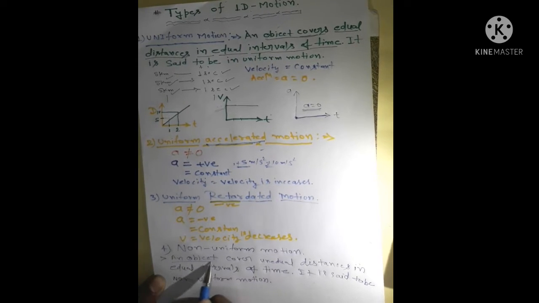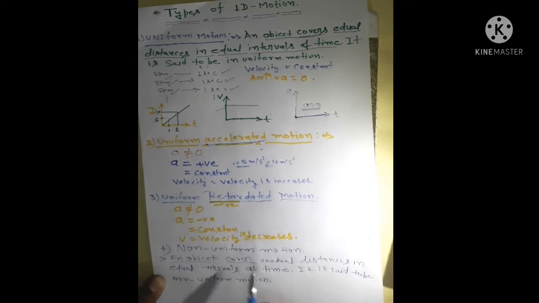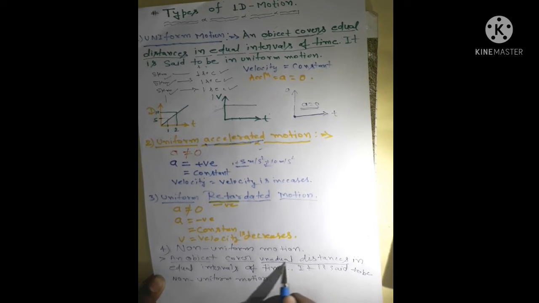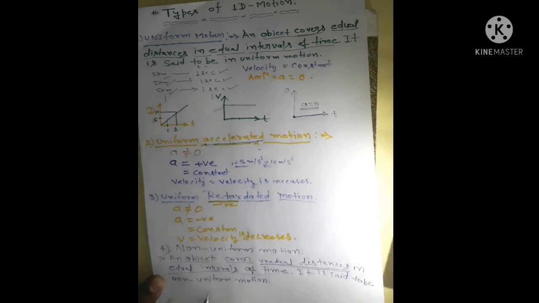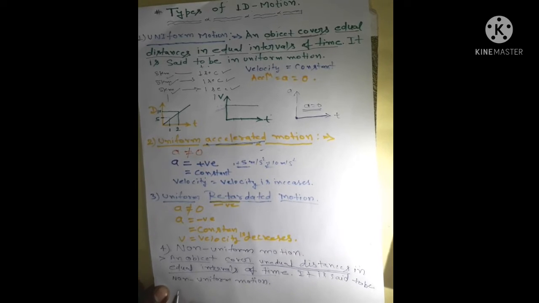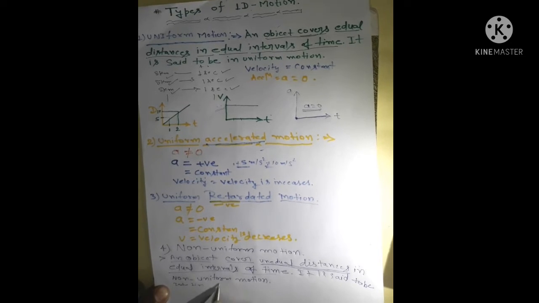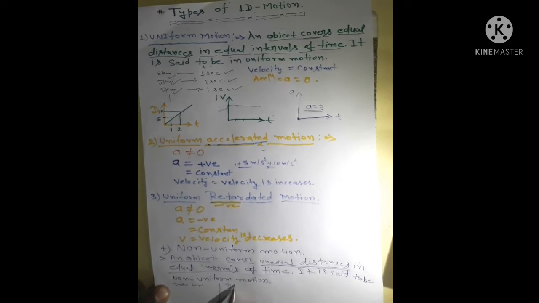An object covers unequal distances in equal intervals of time. It is said to be non-uniform motion. It means that this is the interval of time and this is the distance.